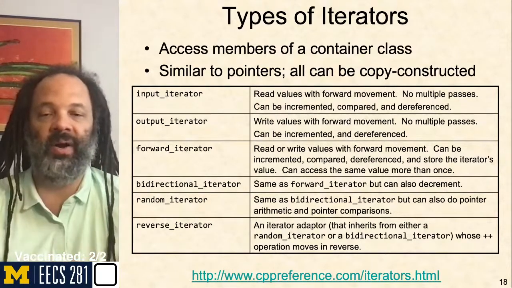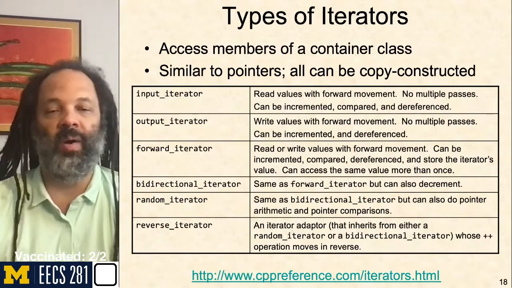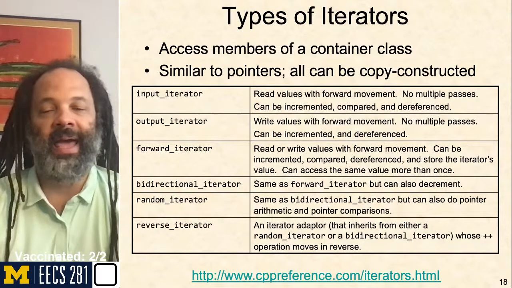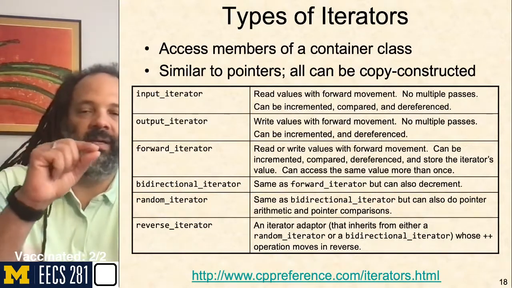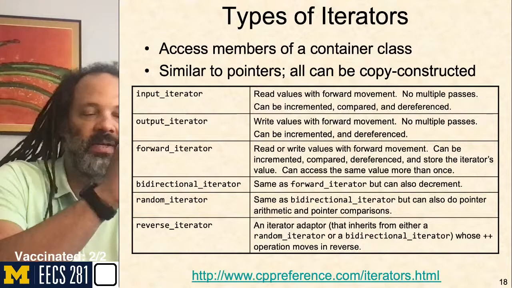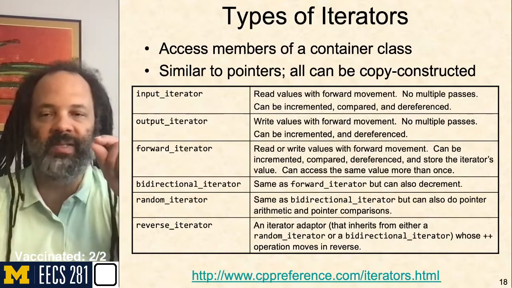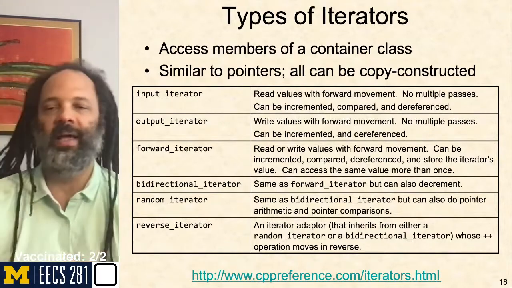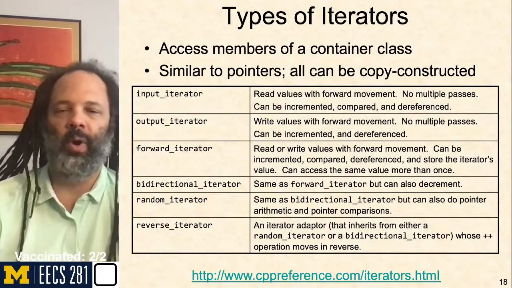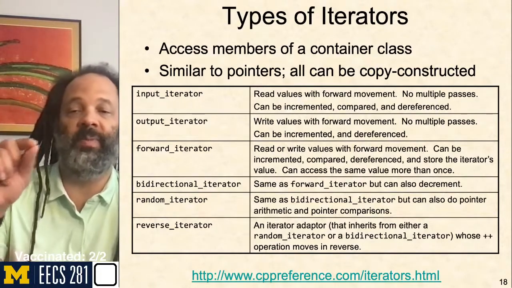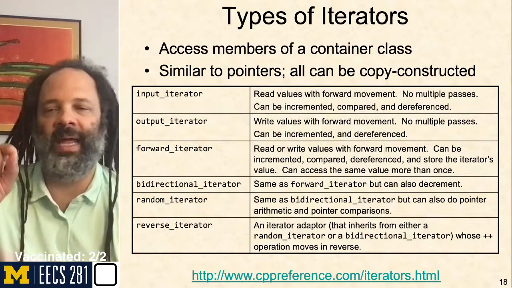A reverse iterator is an adapter on either a random iterator or a bidirectional iterator. And the difference between a bidirectional iterator is I can plus plus to move this way, I can minus minus to move that way. Whereas a reverse iterator, I can plus plus to move that way. So I can plus plus to move from the end to the beginning. Whereas with a bidirectional iterator, I can plus plus to move from the beginning to the end. I can minus minus to move from the end back to the beginning.